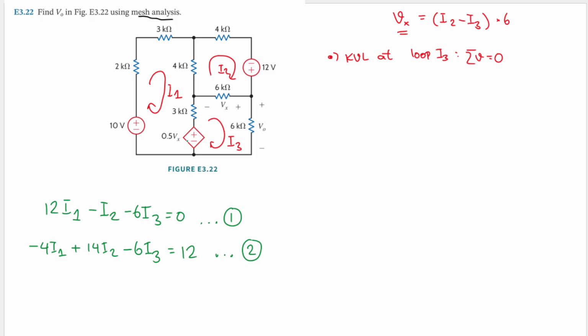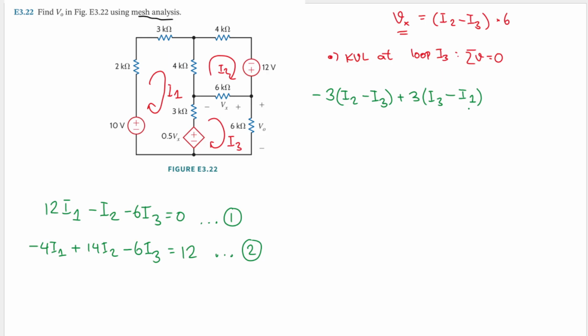And let's start from this dependent voltage source. So we will have minus 0.5 Vx. But then immediately we know that Vx is this term here. So let's multiply that. We'll have 0.5 multiplied by 6, that will be 3, right? So we'll have 3, and then multiplied by I2, then minus I3. Good, and then we will have this 3 kilo ohm resistor. So we'll have 3 multiplied by I3, and then here I1 is flowing in the opposite direction. So we'll have minus I1.